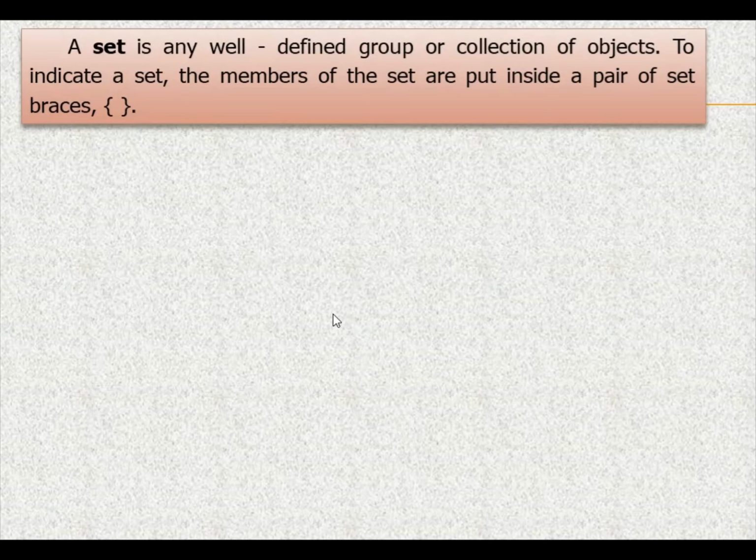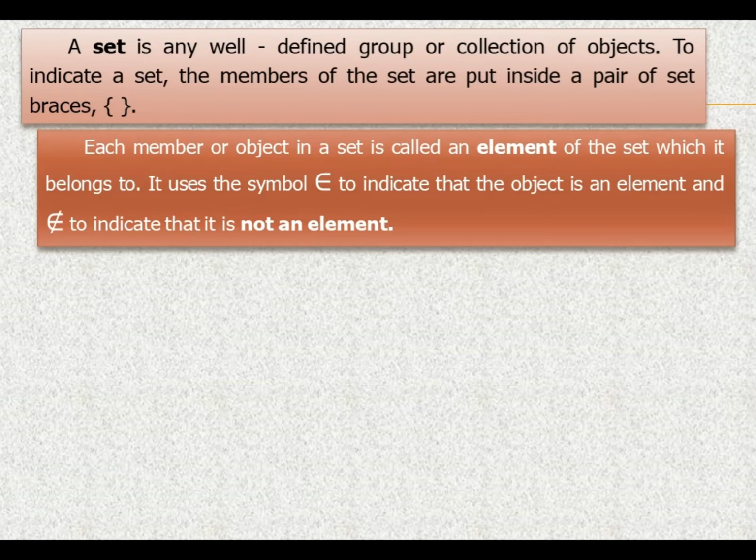Well-defined set. A set is a well-defined group or collection of distinct, meaning to say, different objects or elements of a set. To indicate a set, the members of the set are put inside a pair of braces. Each member or object in a set is called an element of the set which it belongs to. It uses the symbol ∈ to indicate that the object is an element and ∉ to indicate that it is not an element.